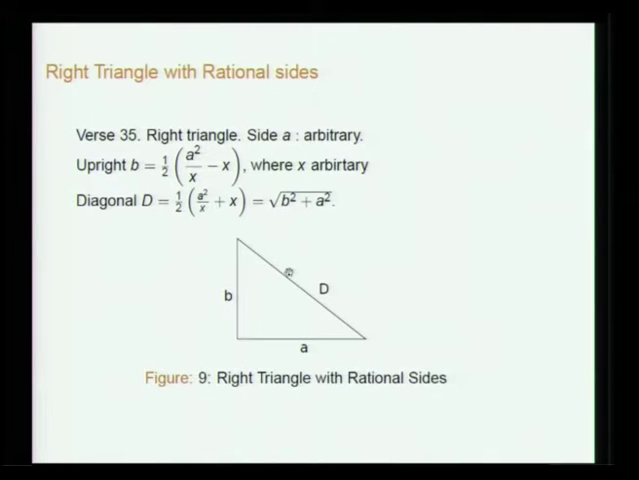And another way to do it, essentially the same principle is involved. So, suppose you take the side A which is arbitrary, and suppose you have some arbitrary x, a rational number again. Then you take the upright to be half of a squared by x minus x, the diagonal will be half of a squared by x plus x, and it is equal to the square root of b squared plus a squared. So, it will be rational, okay.